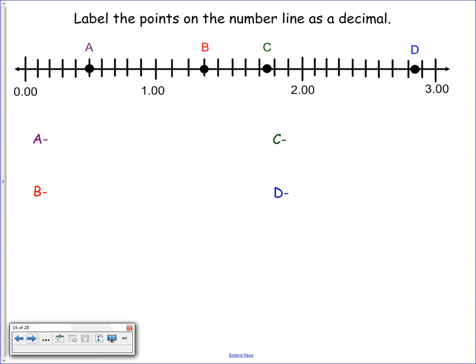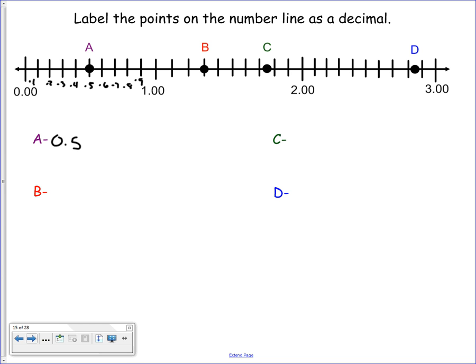It wants me to put these two ideas together. So they're not always going to give me hundredths. I might have to kind of guesstimate a little bit there. So I know that this is 1, so that means that there's 10 spots between it. 1, 2, 3, 4, 5, 6, 7, 8, 9. So A is going to be 0.5.